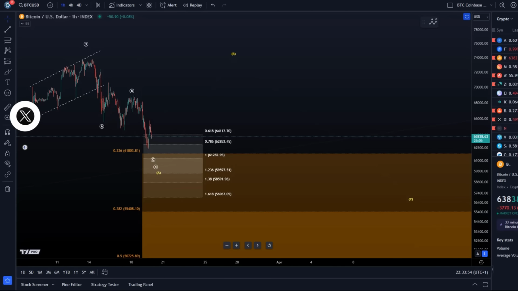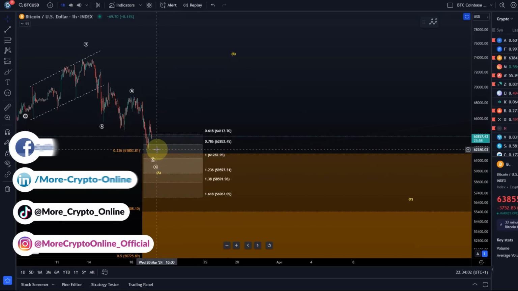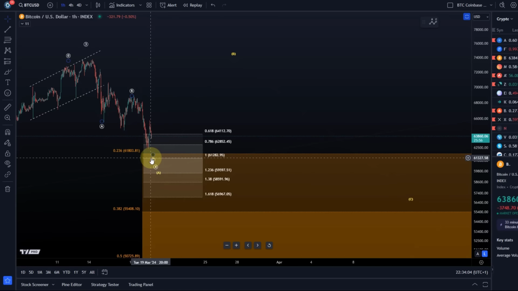Bitcoin did sell off earlier today quite rapidly, but then stopped in this sort of, let's say, target zone, support zone for a C wave. How did that all come together?